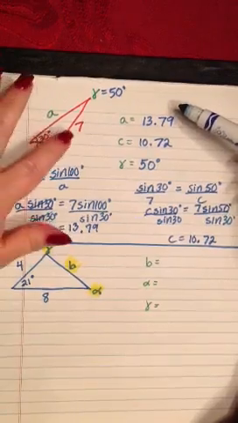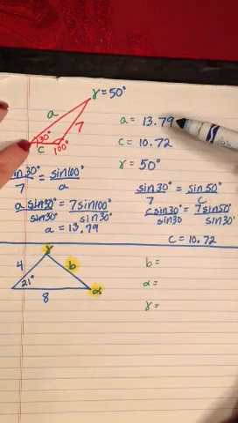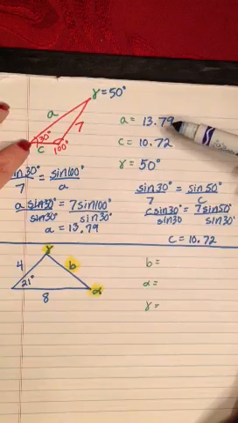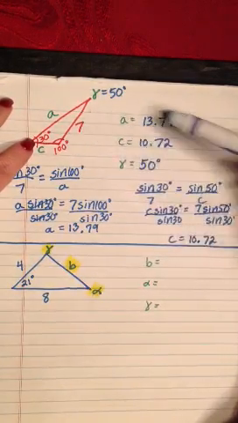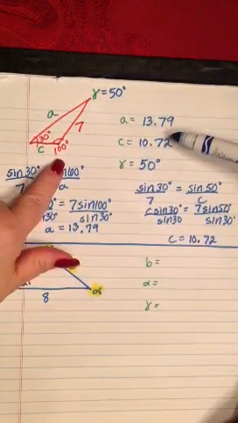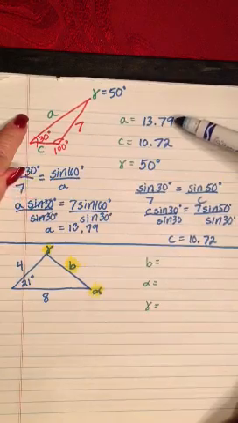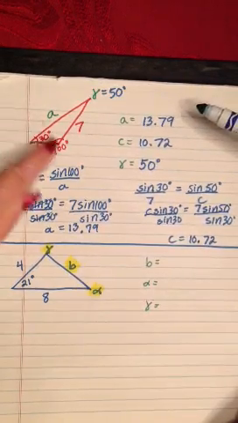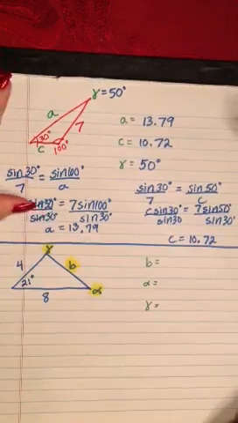We were told that the side opposite 30 degrees was 7. That should be the small side because 30 degrees is my smallest angle. So 7 should be the smallest side, which seems to be true. My biggest angle is 100 degrees and the side opposite that is 13.79, and that is my biggest side. So it makes sense that the biggest side would be opposite the largest angle. So I'm thinking that this is all good.